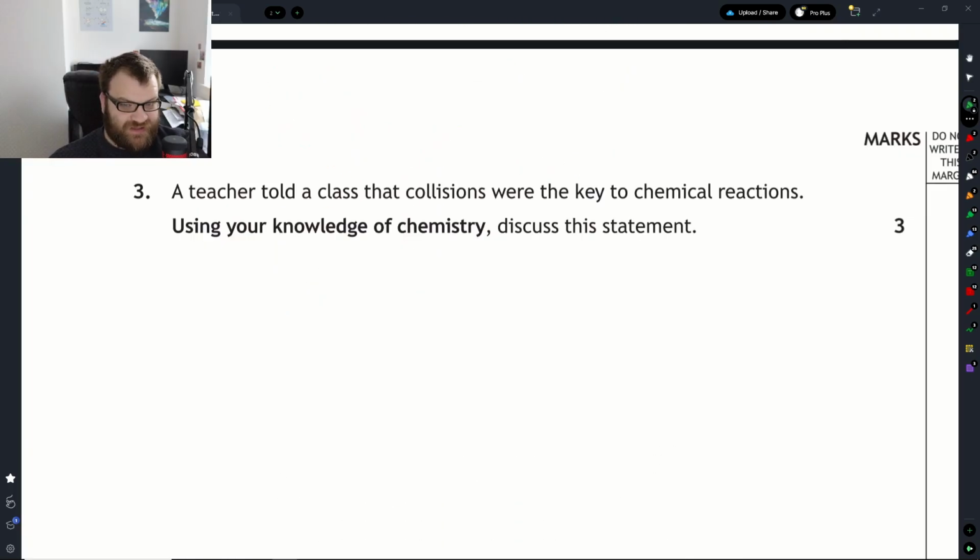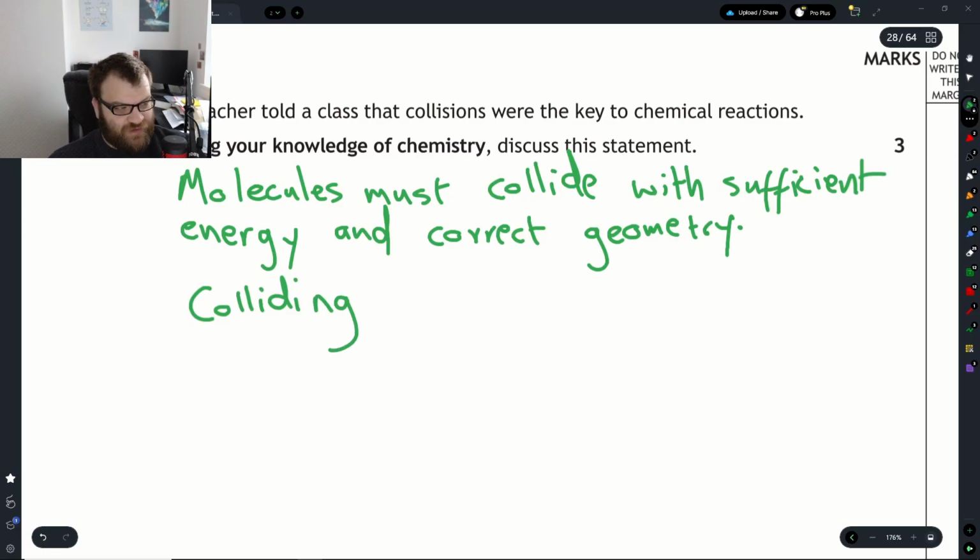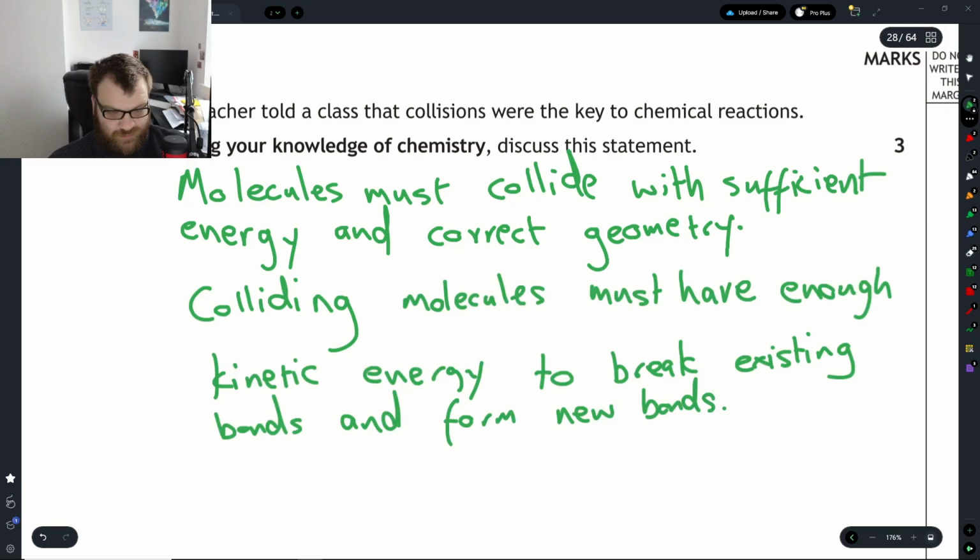In this question, we're asked to discuss collisions and their importance to chemical reactions. The first thing I would do is talk about collision theory. Colliding molecules must have enough kinetic energy to break their bonds and form new bonds. This is what's known as the activation energy. Activation energy is the minimum energy required for the reaction to take place.